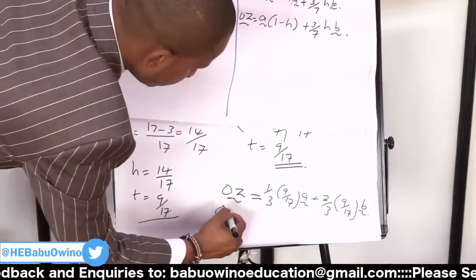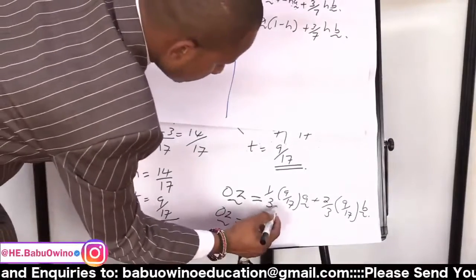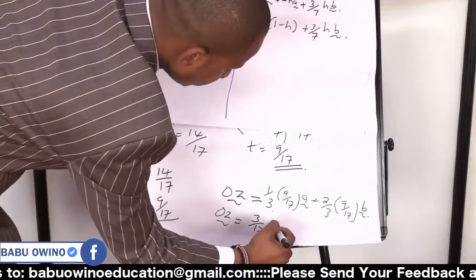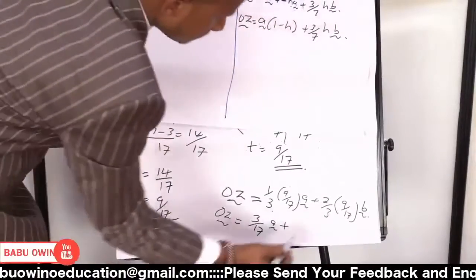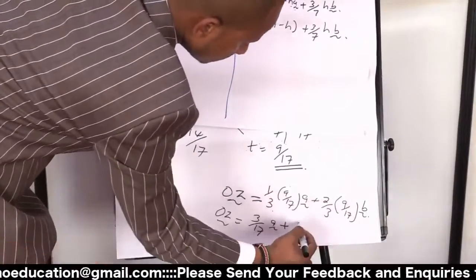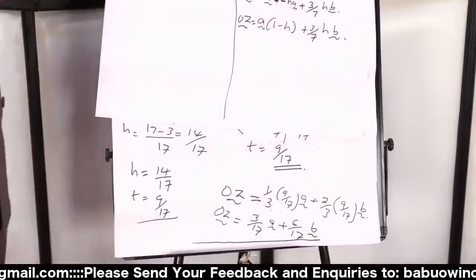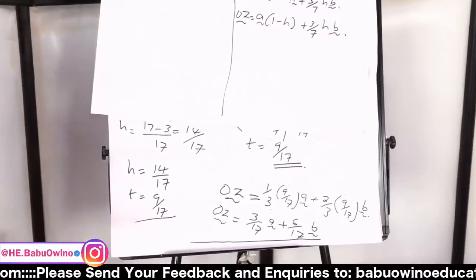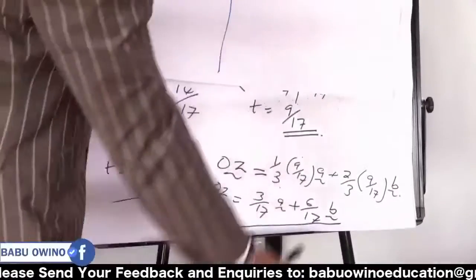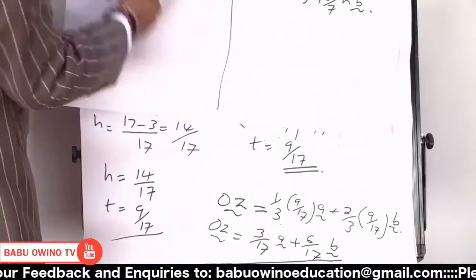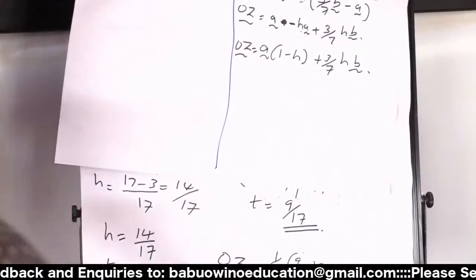So OZ equals 3 here once, 3 here 3 times. So this is 3 over 17 of A plus, this is going to be 6 over 17 of B. So that is our OZ. Or you can replace it where there is h, you use the value of h instead of t. It will come up to the same answer as this.